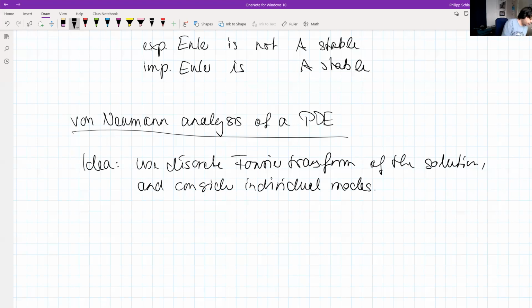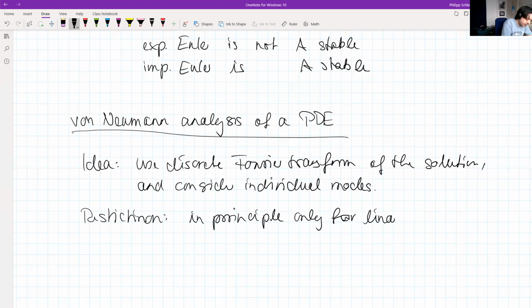Now, I guess you directly see that whenever I talk about Fourier modes, there are, of course, certain limitations. The restrictions are that this is in principle only for linear equations. The linearity comes from the fact that you then want to consider individual modes, so linear partial differential equations with constant coefficients.